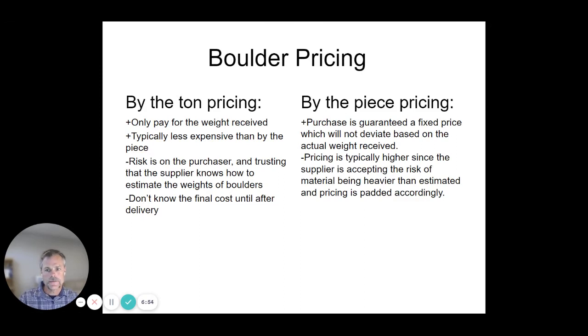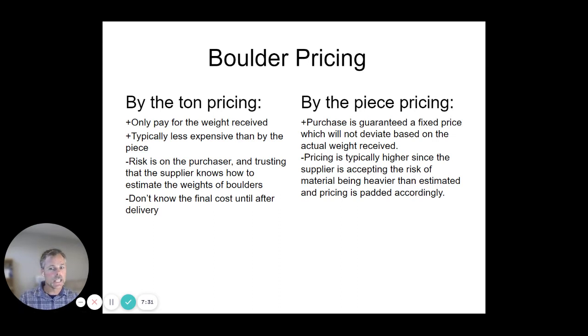Talk a little about boulder pricing. Various suppliers use different methods to price out boulders, but the two most common ones are pricing them by the ton or by the piece. And this slide simply gives you a little bit of the pros and cons of the way that they're priced out, whether it's by the ton or by the piece, and how that affects the pricing. In the end, the price of purchasing landscape boulders is determined more by the shipping and handling costs of moving boulders than the cost of the stone itself. So rock is cheap, it's moving around that's expensive.